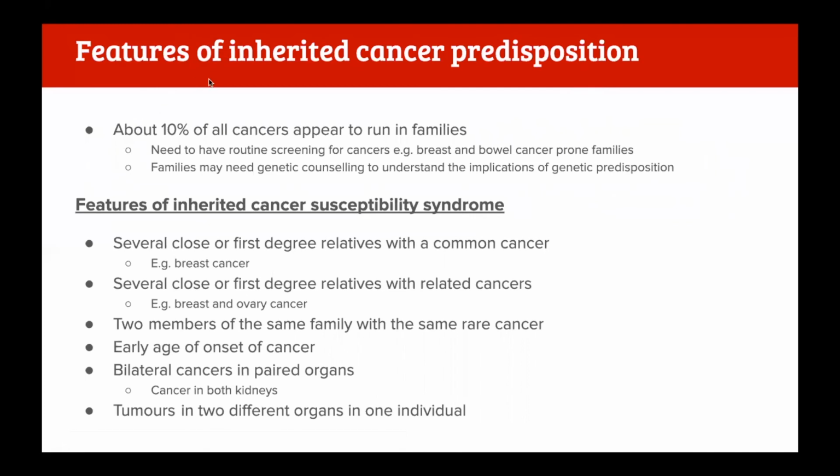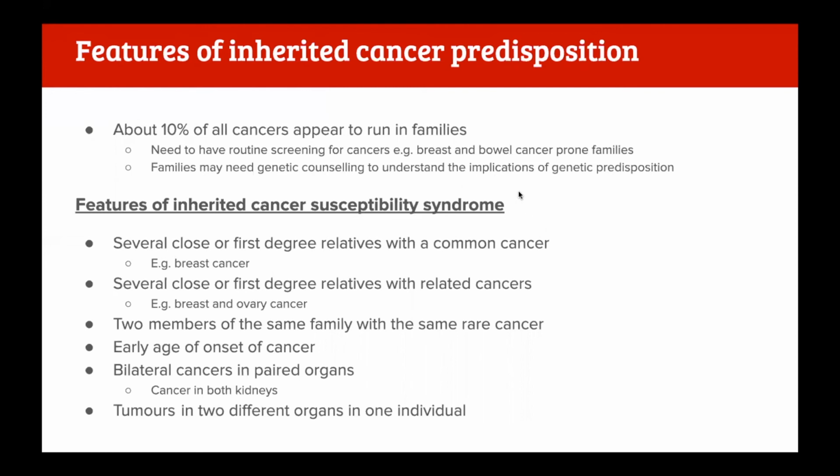Okay, so let's talk about the features of inherited cancer predisposition. I said earlier that about 10% of all cancers appear to run in families. The consequence of this is that you need to have routine screening for cancers, such as breast and bowel cancer, in susceptible families. Families may also require genetic counselling to understand the implications of genetic predisposition. So it is important to know what the features of inherited cancer susceptibility syndromes are.